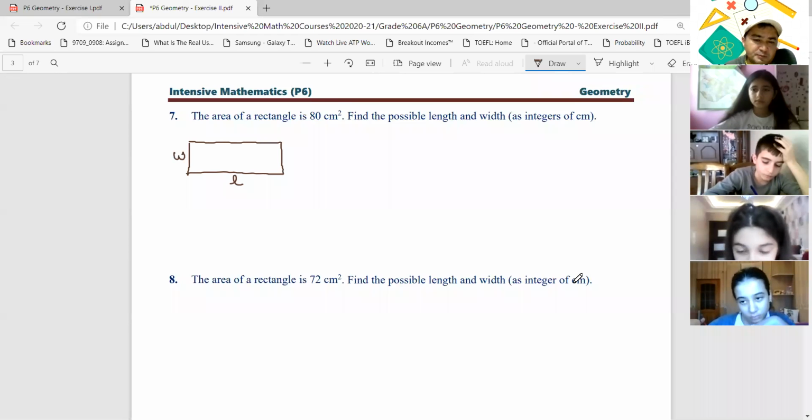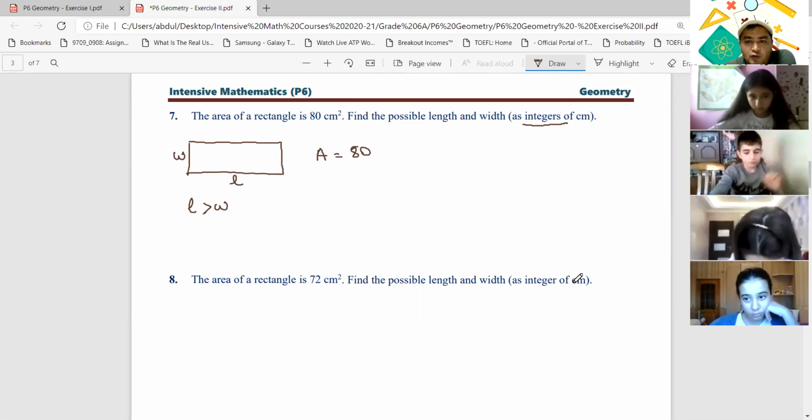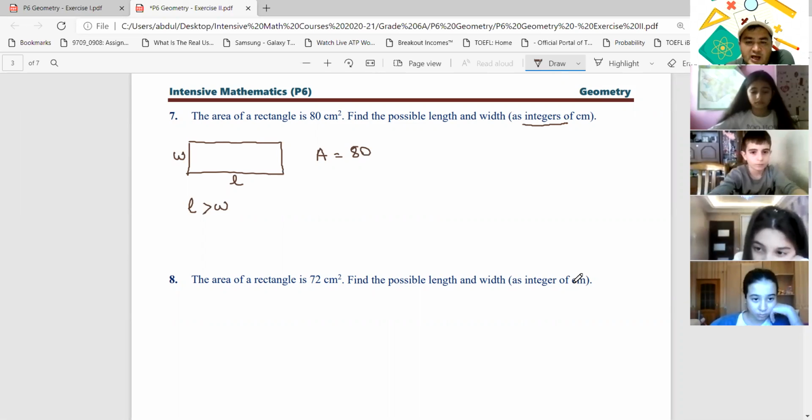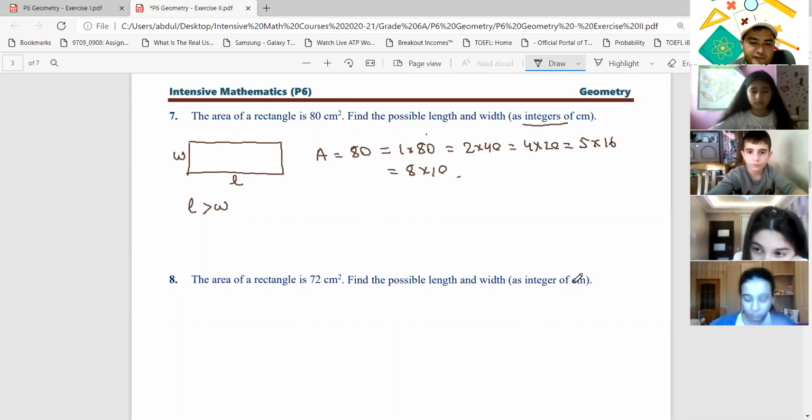Positive integer means just simply natural numbers, or let's say whole numbers. So we can just write it as 1 times 80, or 2 times 40, or 4 times 20, 5 times 16, and 8 times 10. So how many different rectangles we can form? That is 1, 2, 3, 4, 5.